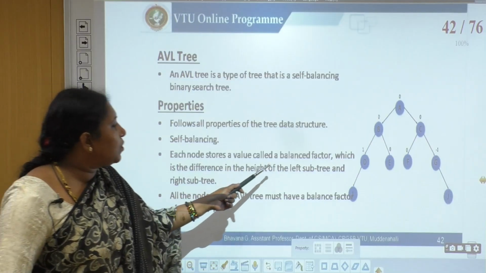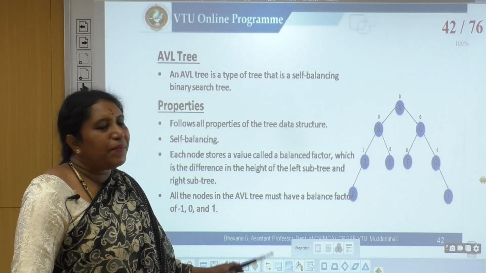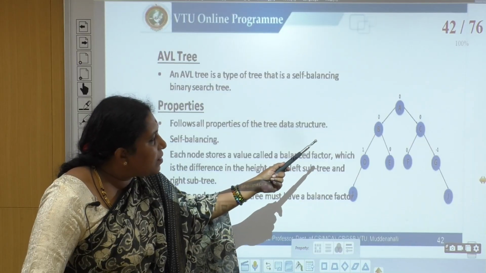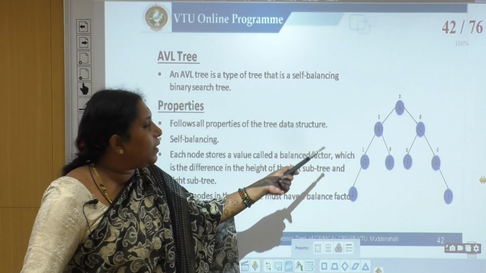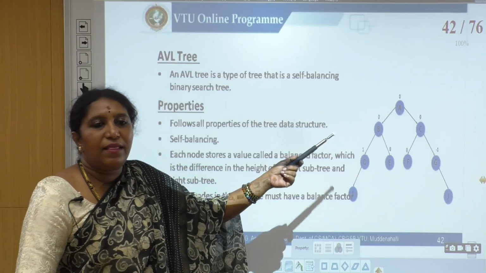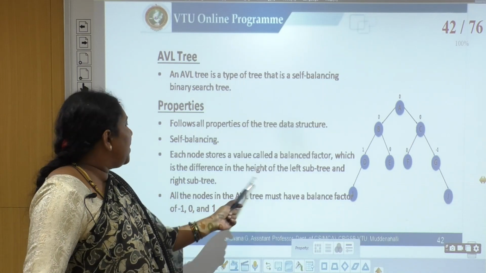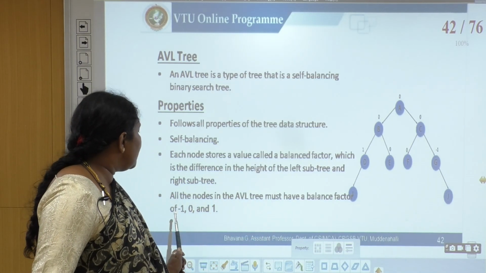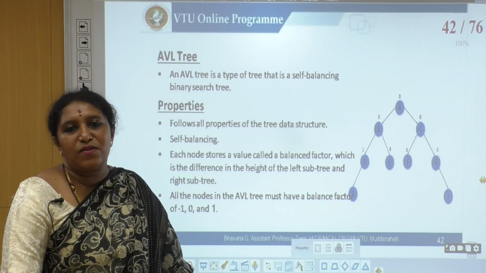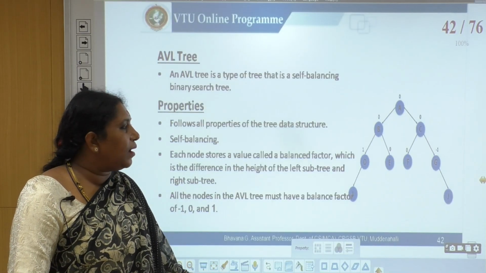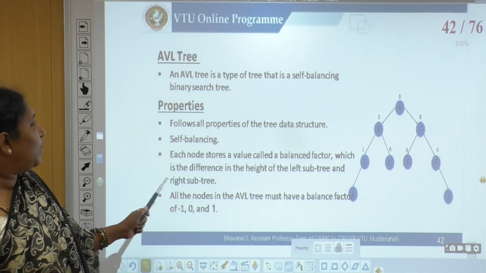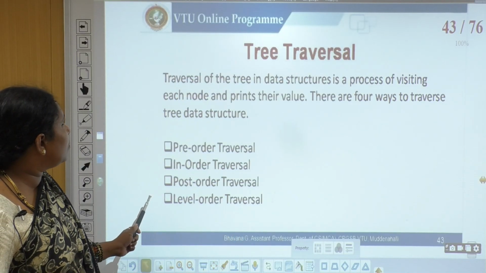Okay. So, it is also called a balance factor, which is the difference in the height of the left and right. That particular balance factor is nothing but the difference between the height of the left subtree and the right subtree. All the nodes in the AVL tree must have a balance factor of -1, 0 or 1, not more than that. So, this is the AVL tree. We do not have it in the syllabus, but you can just go through it.